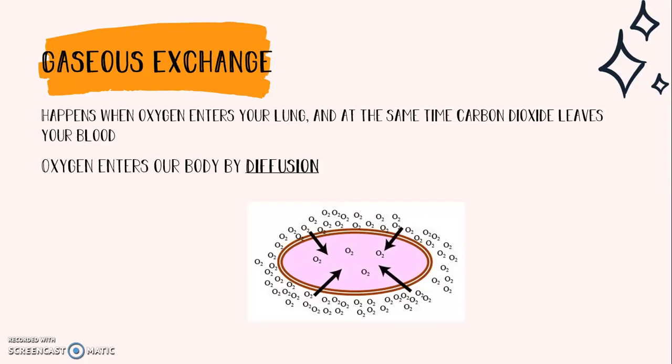Oxygen exists as tiny molecules which are constantly moving. If there are many oxygen molecules in one place and fewer in another, there is a movement of molecules towards the place with fewer molecules, and we call it diffusion. As we see in the picture, oxygen moves from the outside, where there is more, to the inside, where there is less.